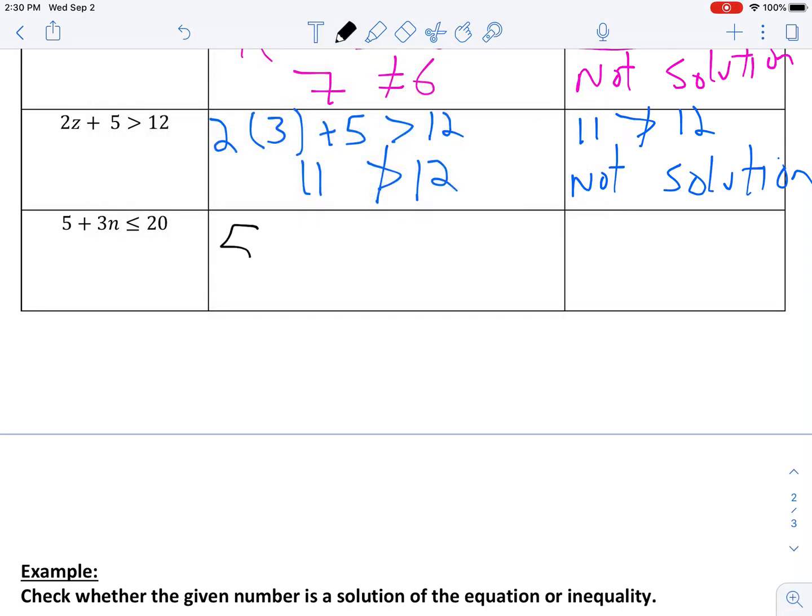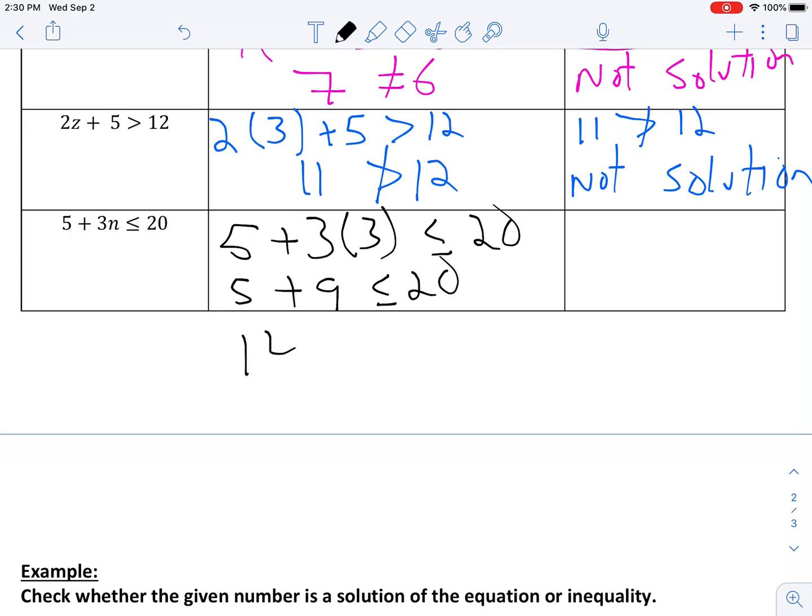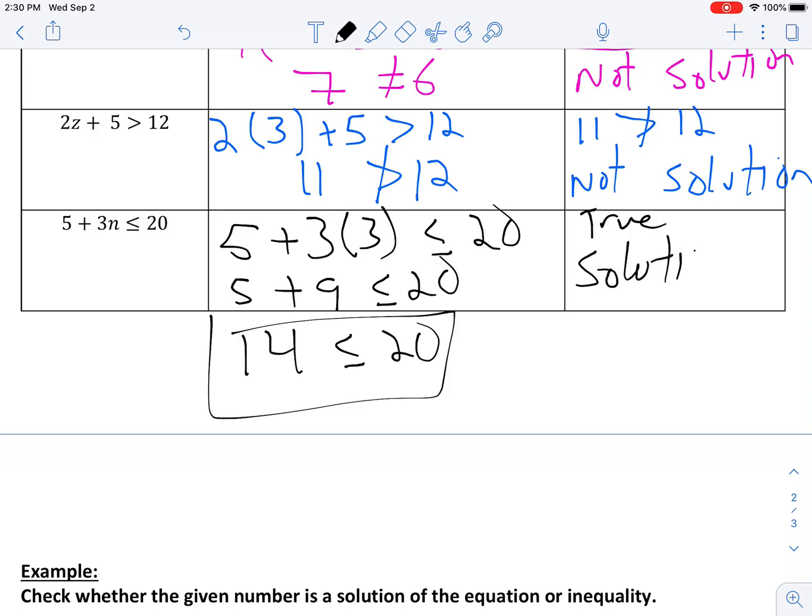All right, finally, your last one, 5 plus 3 times 3 less than or equal to 20. So 5 plus 3 times 3 is 9. Has to be less than 20. 5 plus 9 is 14. This is a true statement. 14 is less than or equal to 20. So this is true. Therefore, it is a solution.